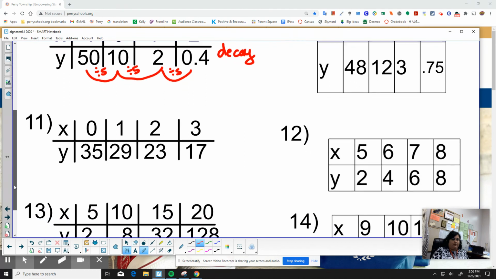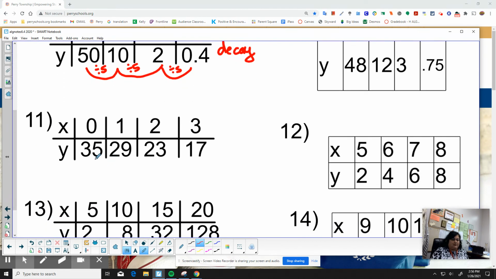Okay, and then number 11. So 35 and 29. This looks like it's going down by 6. It is. This goes up by 1. This is linear. So we don't want linear. It said growth, decay, or neither. So this is neither. But if we wanted to go a step further, it is linear. It has a slope of negative 6 over 1.